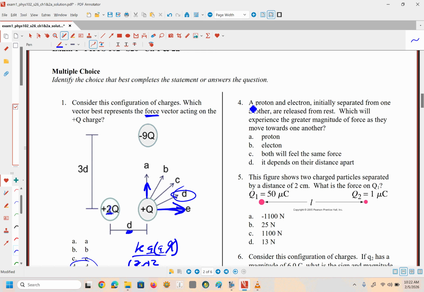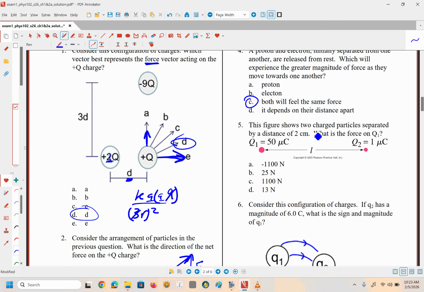A proton with a big mass and an electron with a little mass are initially separated. They're not really that much different in size. I'm just drawing them that way because they're different masses. Which will experience the greater magnitude of force as they move towards one another? They will both experience the same force because of Newton's third law and Coulomb's law. They're both going to experience an attractive force, and that attractive force is going to be the same. It'll cause the electron to accelerate more quickly and move faster than the proton, but the force is the same.